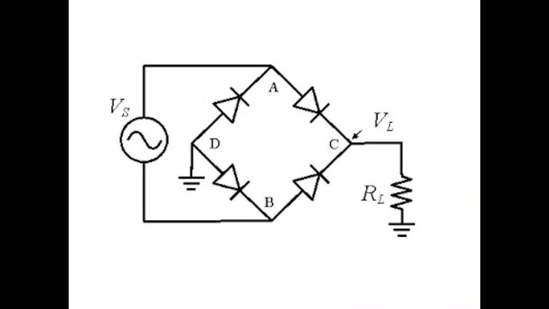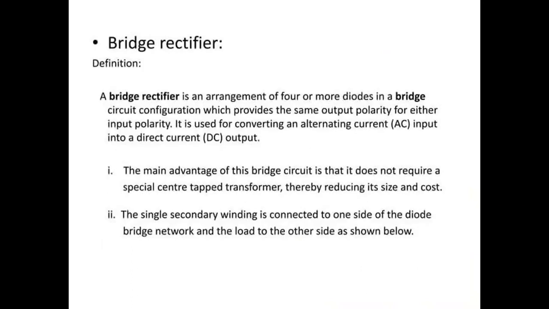This is the bridge rectifier diagram. The bridge rectifier means four diodes are interconnected like this: A, B, C, D. A bridge rectifier is an arrangement of four or more diodes in a bridge circuit configuration which provides the same output polarity for either input polarity. It is used for converting an alternating current input into a direct output current.